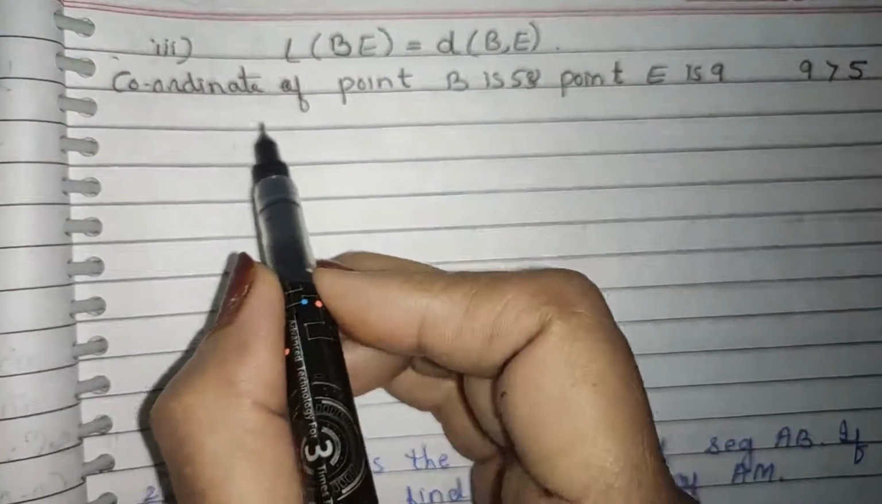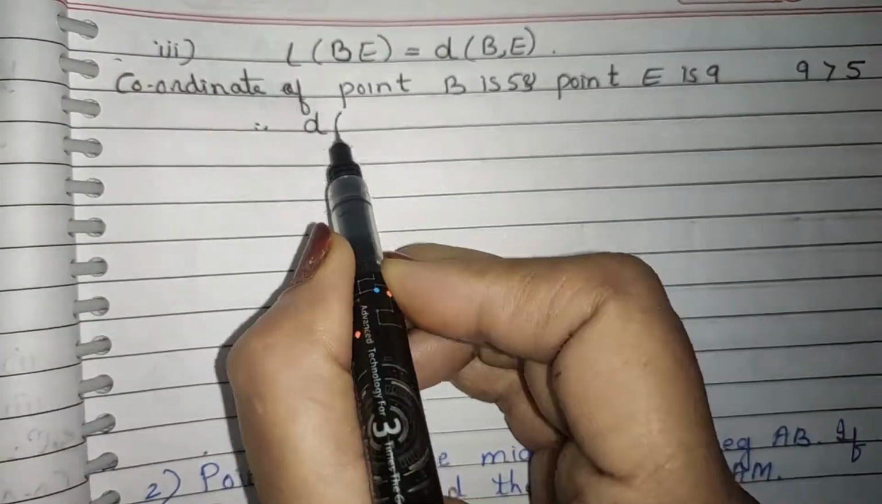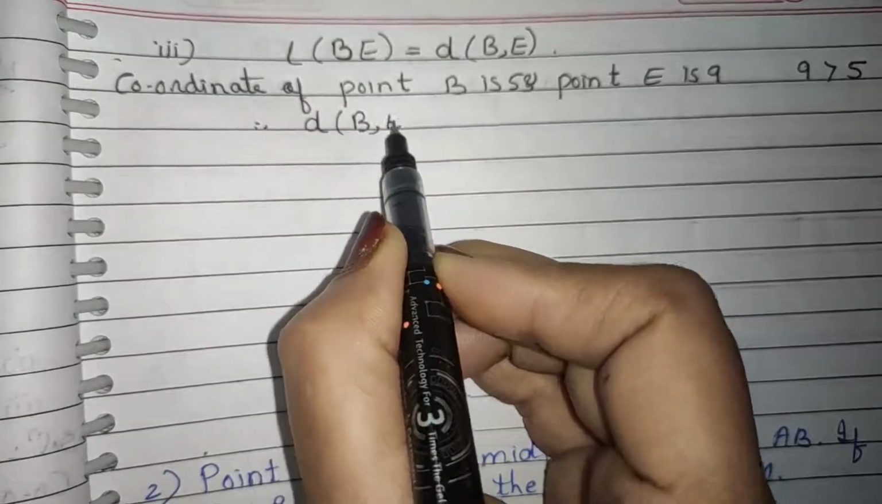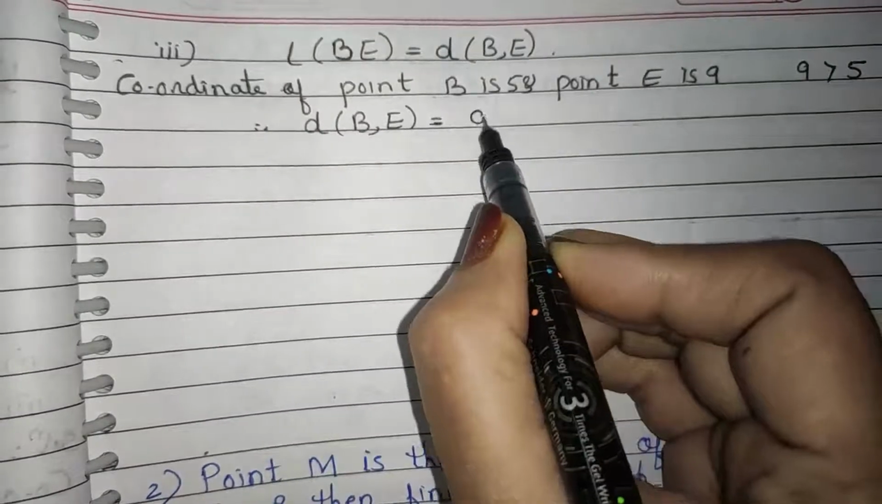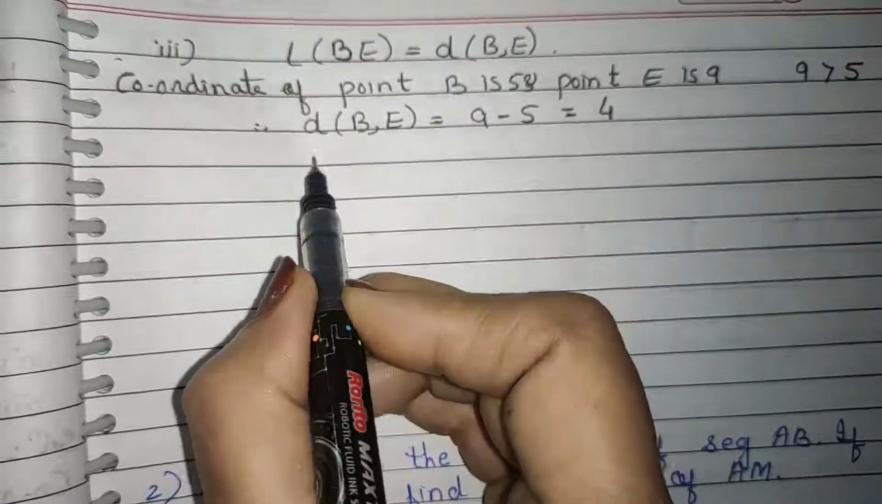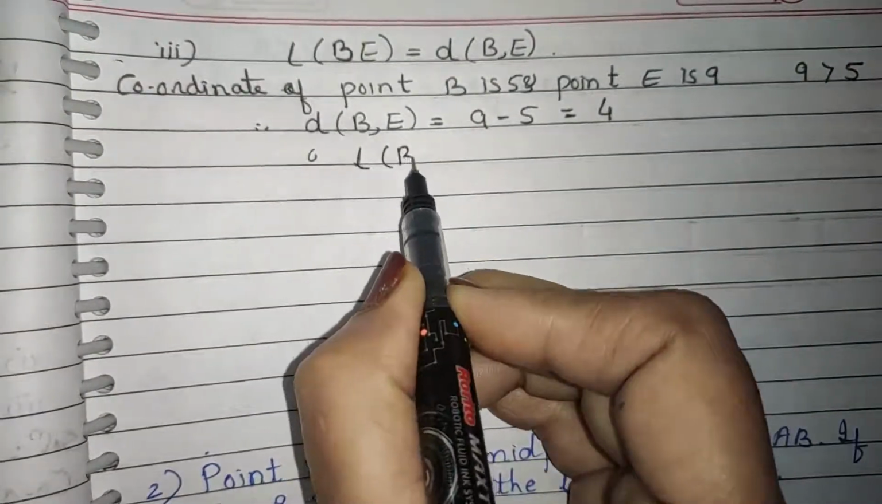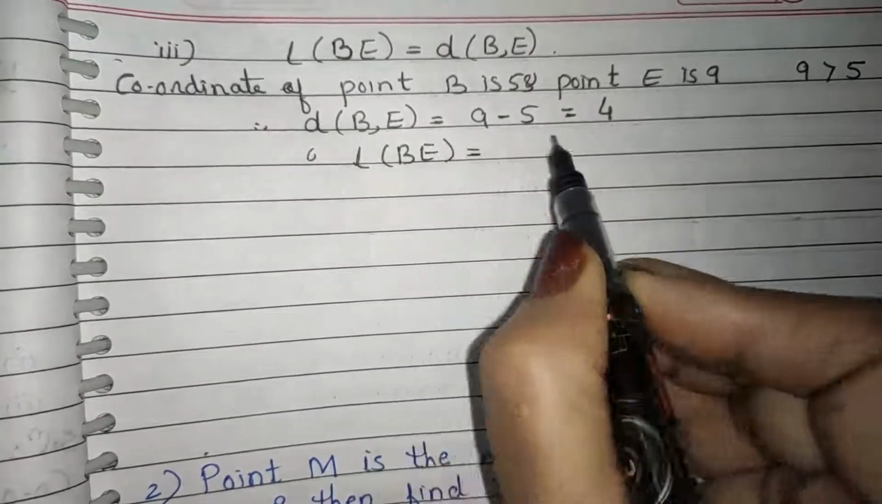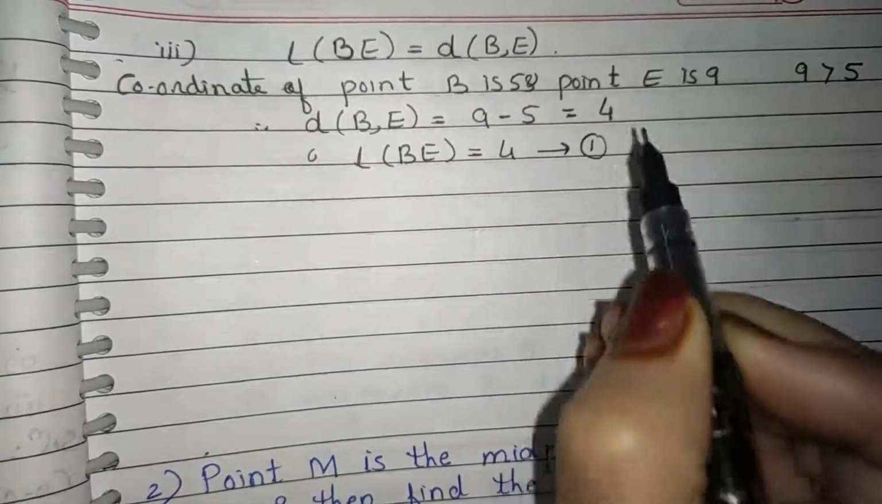Therefore distance between points BE is equal to 9 minus 5, which is equal to 4. Now it is the value of length BE. Therefore, length BE is equal to 4. Give it equation number 1.